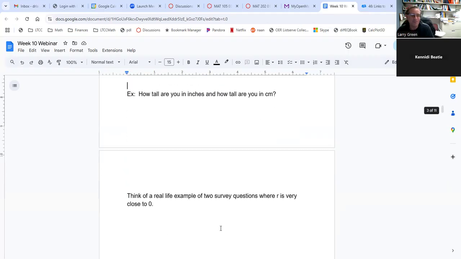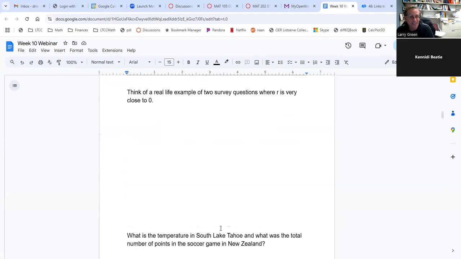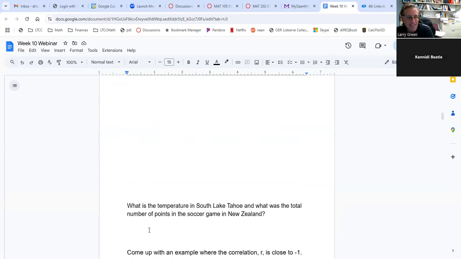Let me give you kind of a fun one I like: what is the temperature in South Lake Tahoe? And what was the total number of points in the soccer game in New Zealand at the high school in that city in New Zealand? Okay, do you think the temperature in South Lake Tahoe has anything to do with the total number of points in a soccer game in New Zealand?